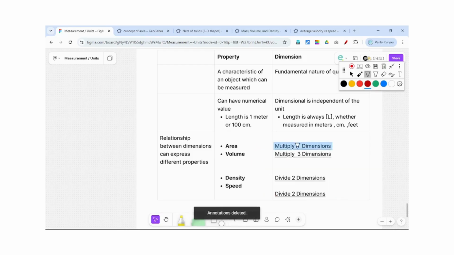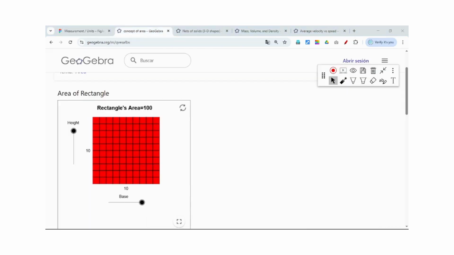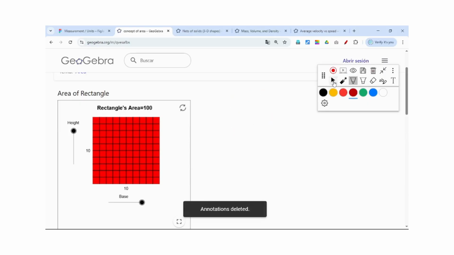So we have seen that when we multiply or divide these dimensions, we are able to define and measure different properties. Let me show you some examples. For example, area. Now area, we have seen it is a product of two dimensions, which is length multiplied by length. Now smaller length we will call as width. So length multiplied by width will give us a property known as area.